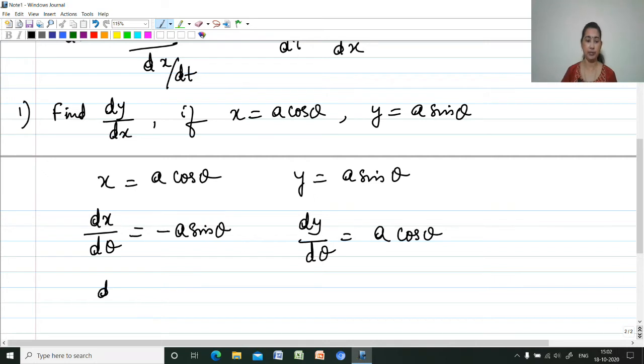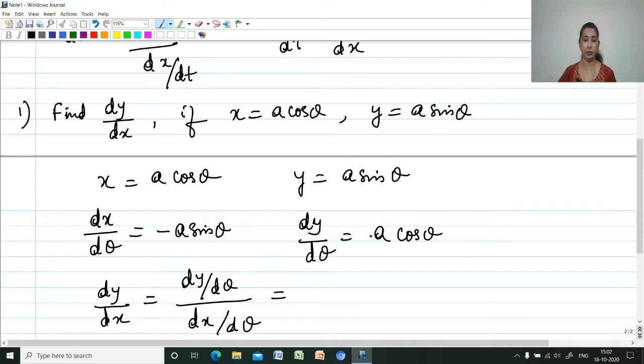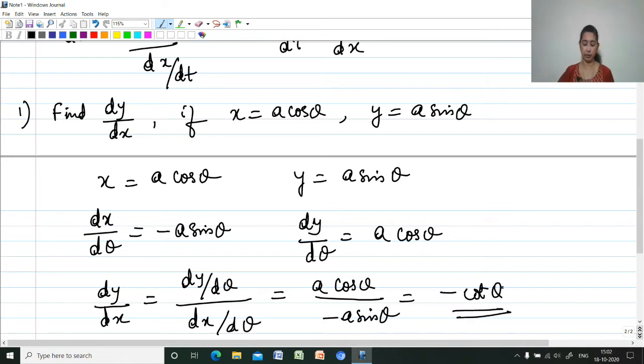So what is dy by dx? It is dy by d theta divided by dx by d theta, and that is equal to a cos theta divided by minus a sin theta, and that is equal to minus cot theta. So dy by dx equals minus cot theta.